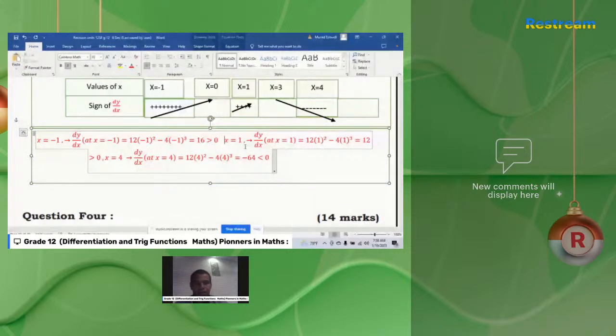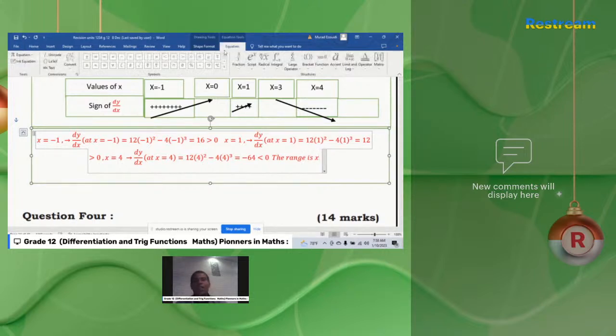Now learners, the range, the interval, is x more than or equal to 3. This is the range for which the function is a decreasing function.